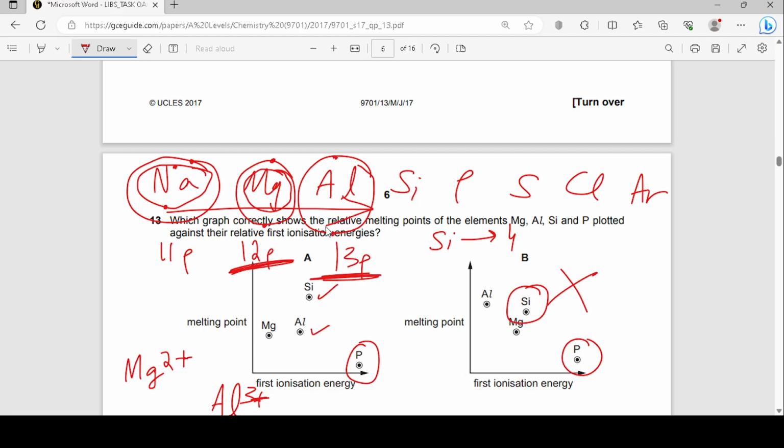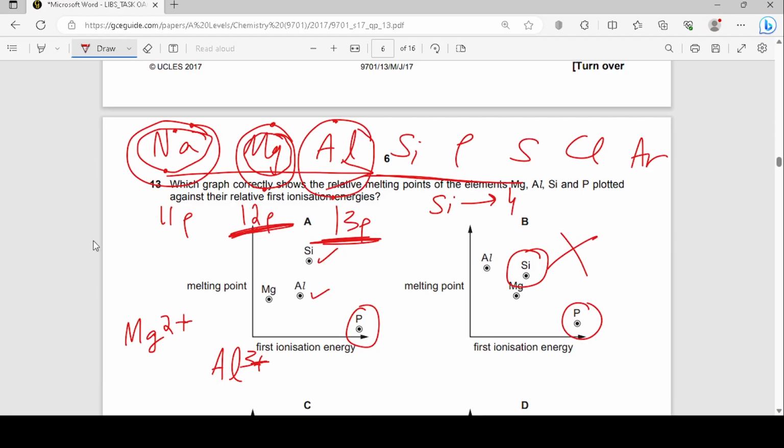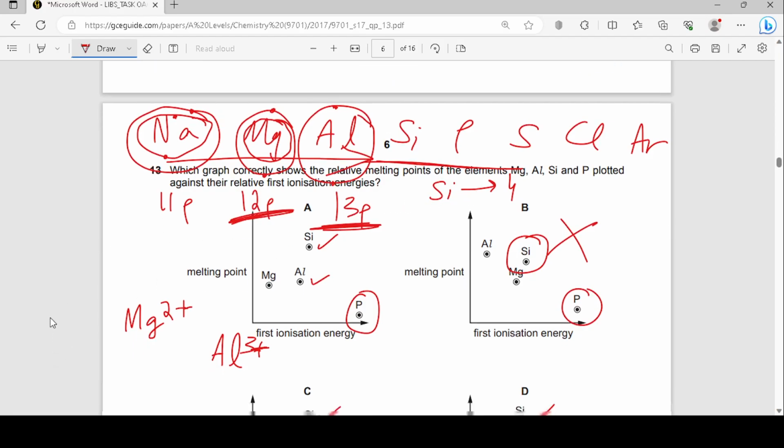And because of that, the nuclear force of attraction increases, and so the valence shell is pulled closer to the nucleus, and therefore it will take more energy to remove the outermost valence electron from the atom as you go across the period. So the first ionization energies increase across the period. I hope that makes sense.